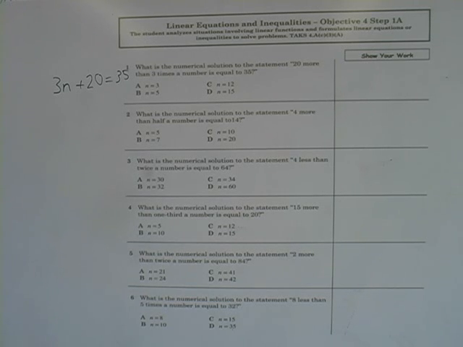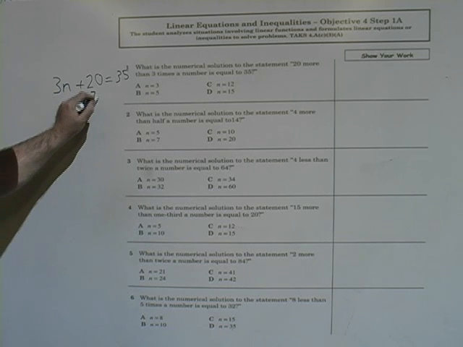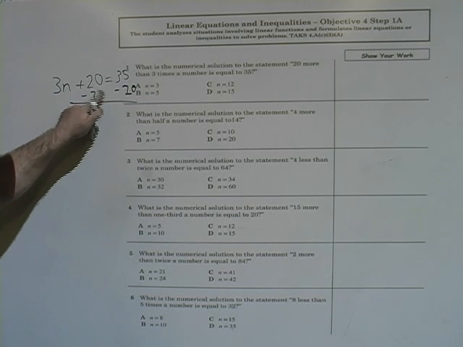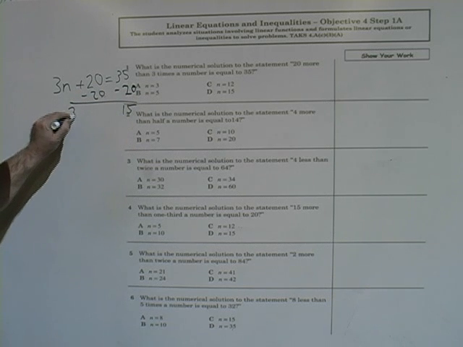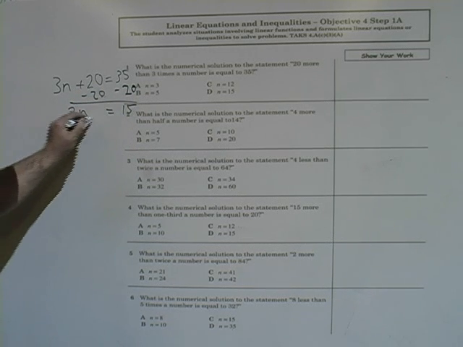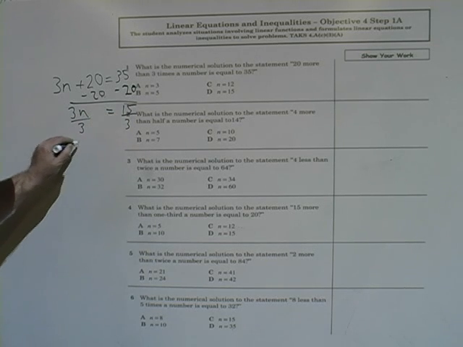If you've forgotten how to do that, subtract 20 from both sides. And then divide by 3. So n equals 5.